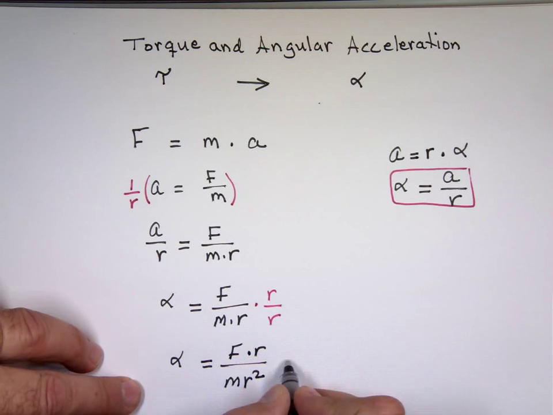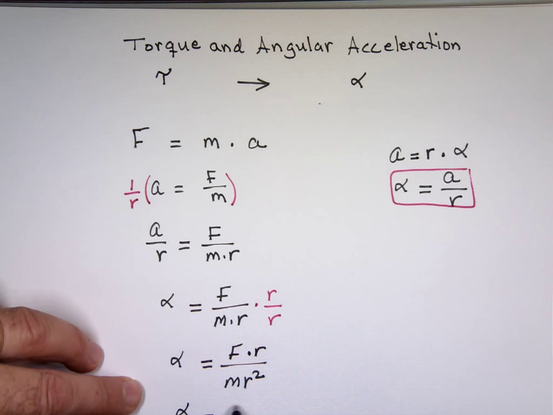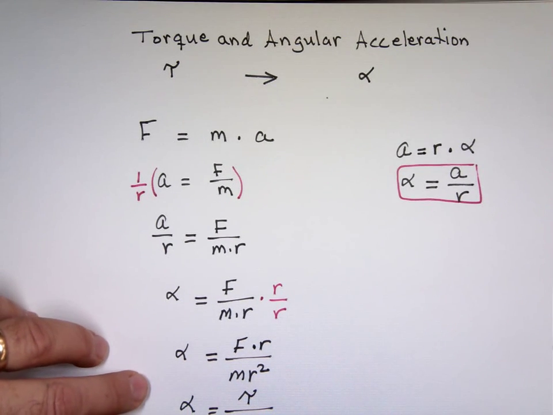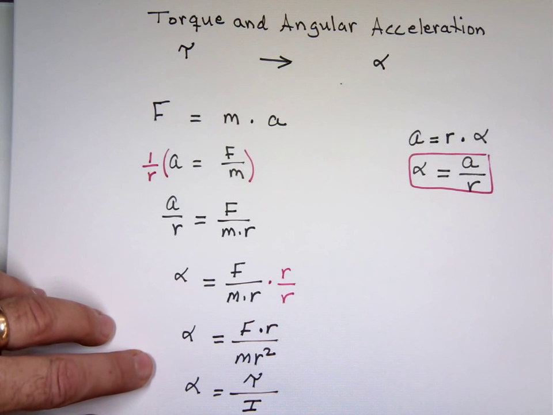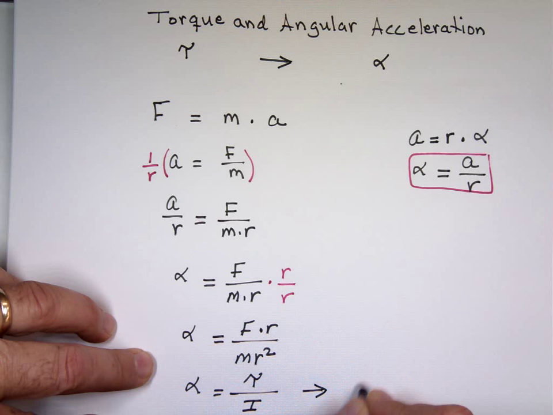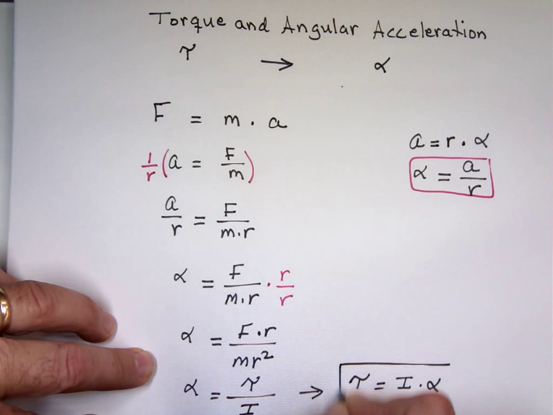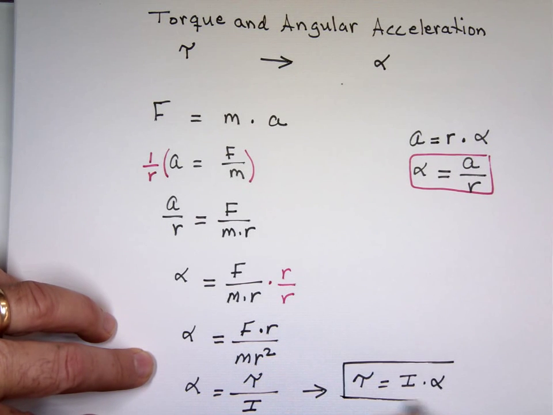And what's F times r? Isn't that the torque? And what is m r squared? That's the inertia, the summation of m r squared. So guess what? The equation is torque equals inertia times alpha. That's the equation that ties the torque to the angular acceleration.